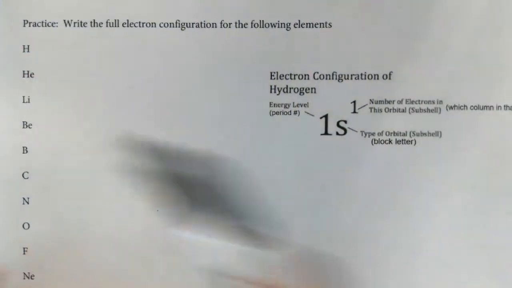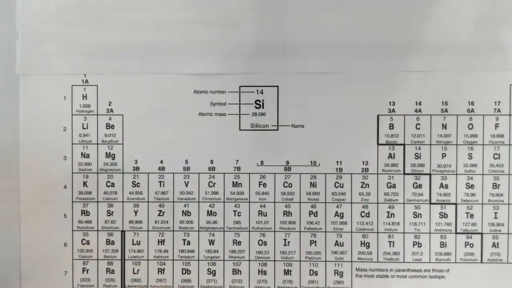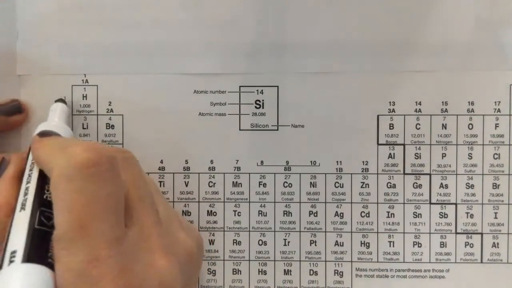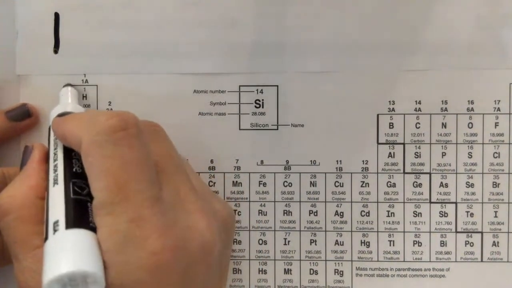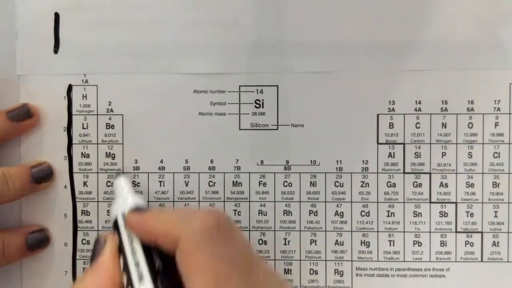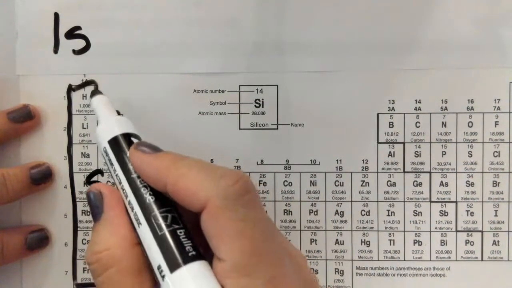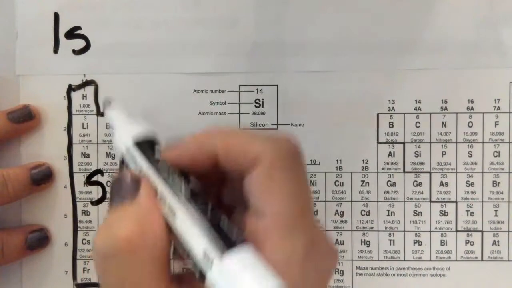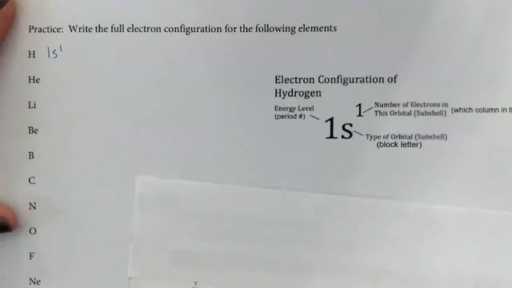So we're going to start with hydrogen, and here is our periodic table. Because hydrogen is on row number 1, it's going to say 1. It is in the S block, so it's going to be 1s. And then because it's in the first of the two columns, it's going to be 1s1. That's our answer for hydrogen.